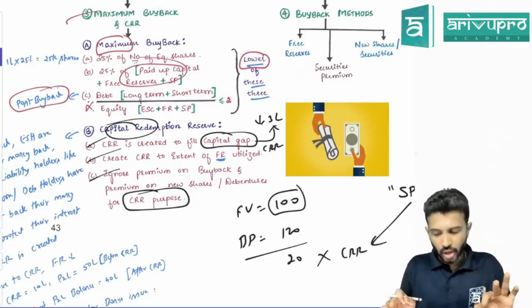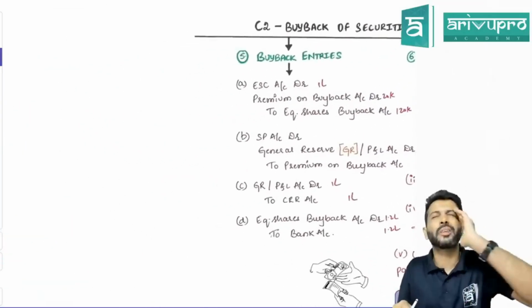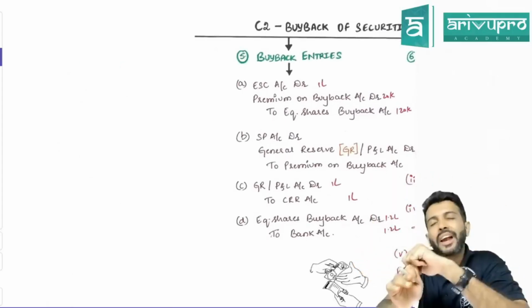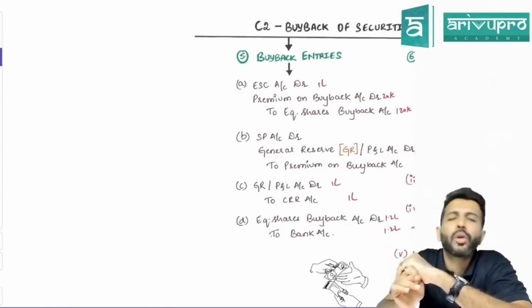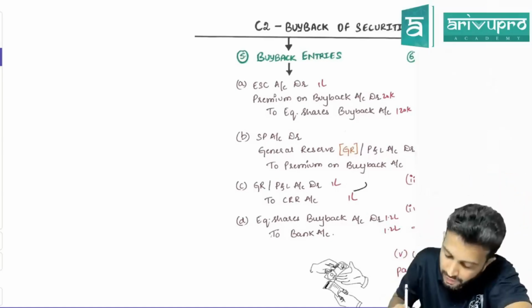Okay, sir. All right. Next, sir, buyback entries we will go through. So what is a buyback entry? Think logically. Equity share capital same or reduced? Equity share capital has what balance? Credit balance. How do you reduce it? Debit. So the journal entry for buyback is equity share capital account debit.